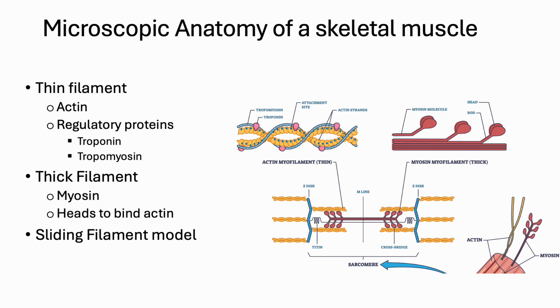All right, so here's a close-up look at our two filaments. I mentioned to you that the thin filament is the actin. That's the primary protein in the thin filament. However, we do have two other proteins, and we're going to talk about these much more when we talk about the physiology of how the contraction occurs. These are regulatory proteins called troponin and tropomyosin.